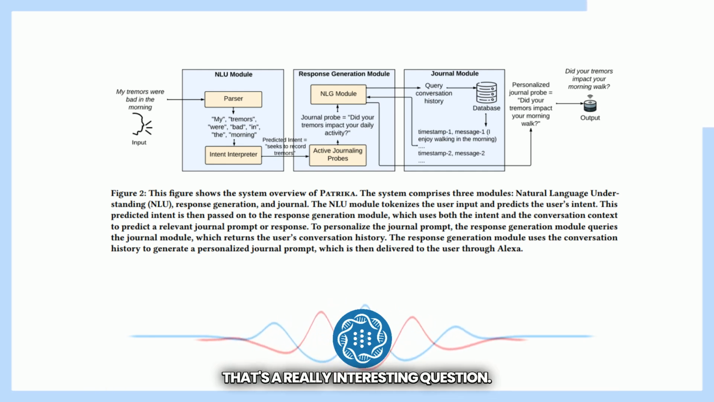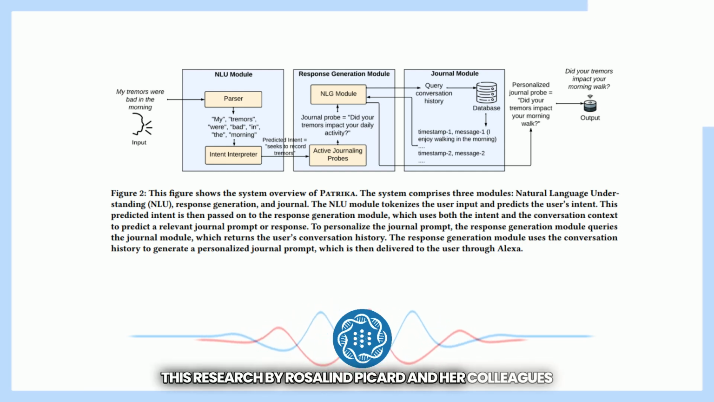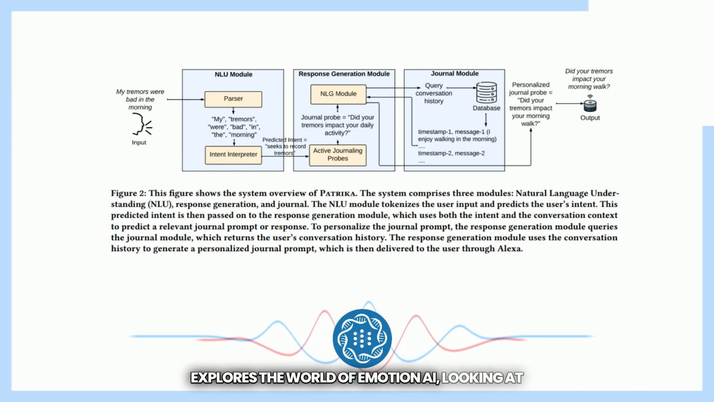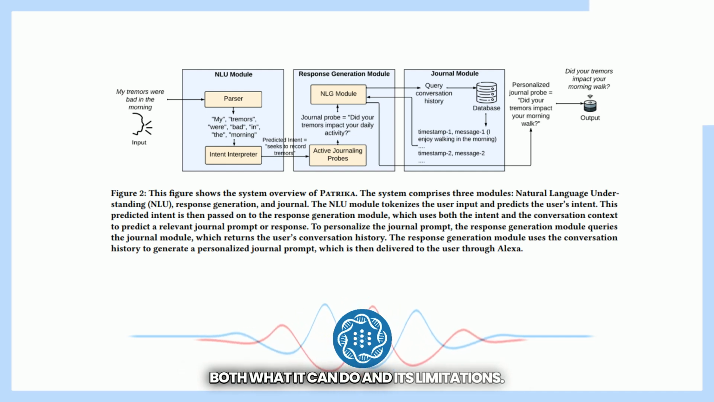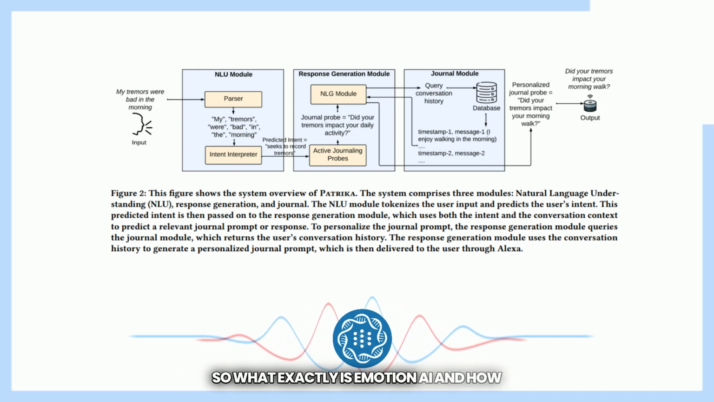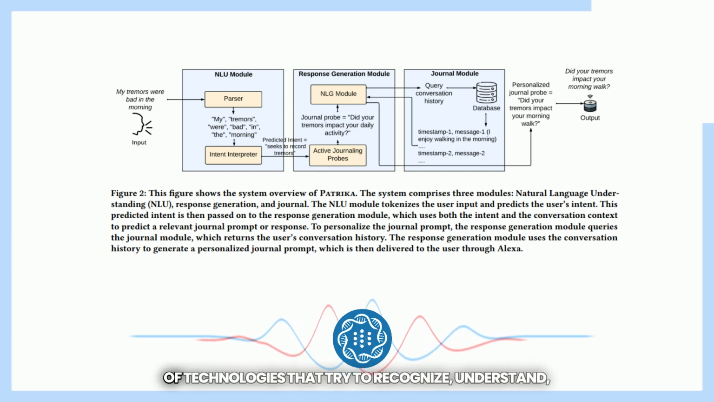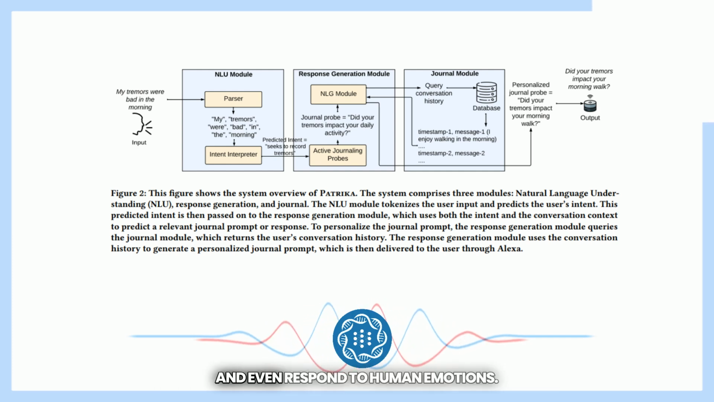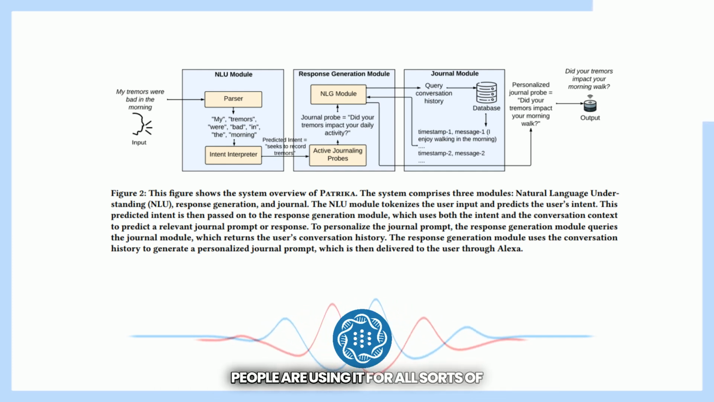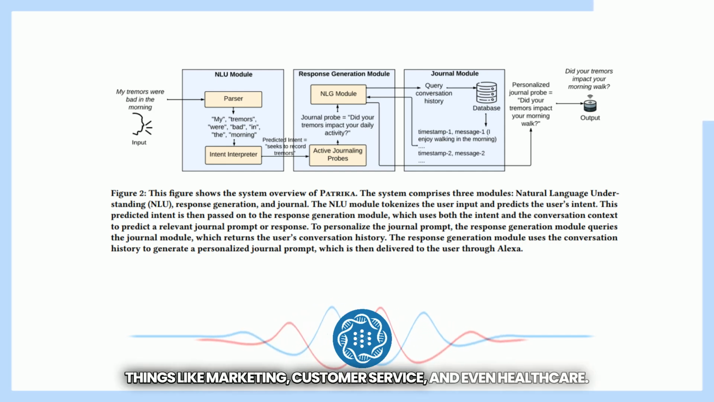That's a really interesting question. This research by Rosalind Picard and her colleagues explores the world of emotion AI, looking at both what it can do and its limitations. So what exactly is emotion AI, and how are people using it in the real world? Emotion AI refers to a whole range of technologies that try to recognize, understand, and even respond to human emotions. People are using it for all sorts of things, like marketing, customer service, and even healthcare.